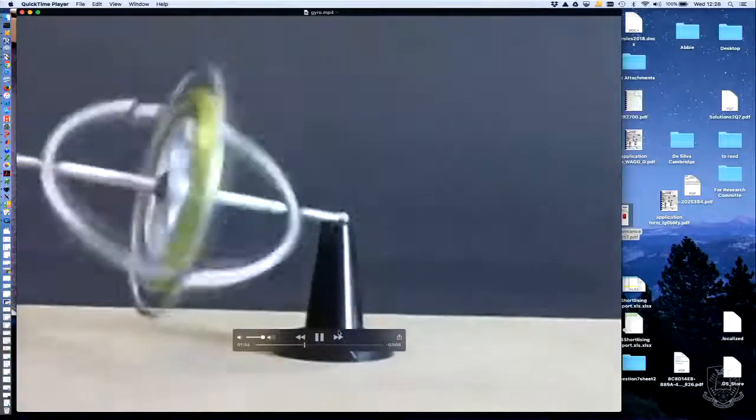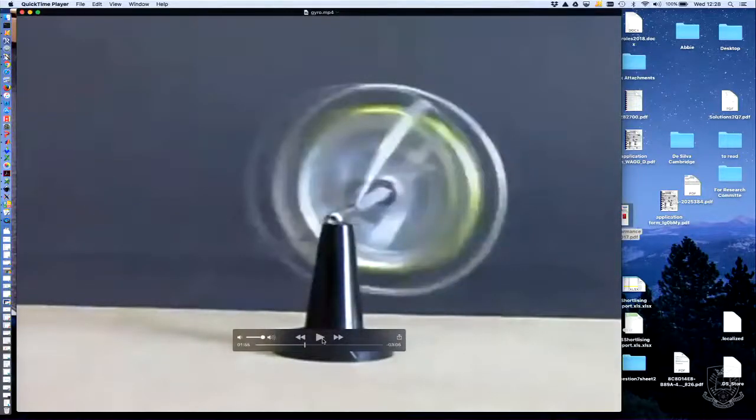Does anyone know this? Seen this before? Seen that before? It's like magic, right? You know, it's not really physics, is it? It's just like suspended in it. What's happening is it's precessing. It's spinning and precessing. If it wasn't precessing, it would just fall over.